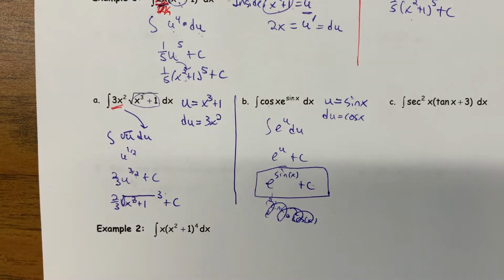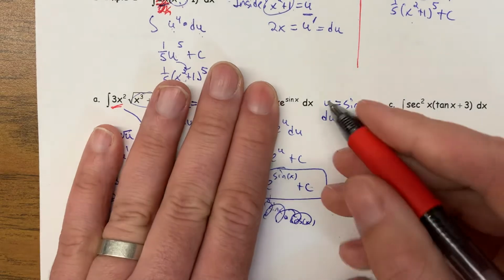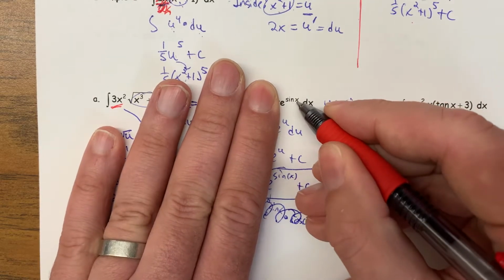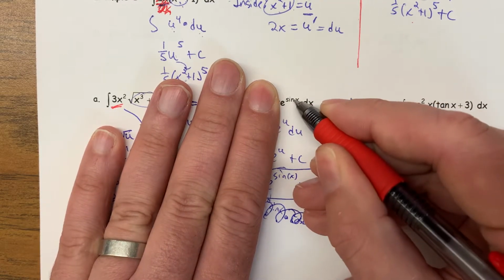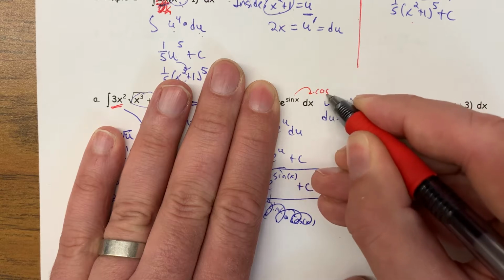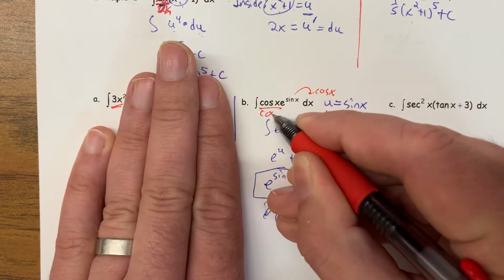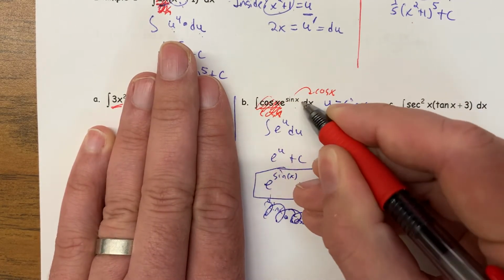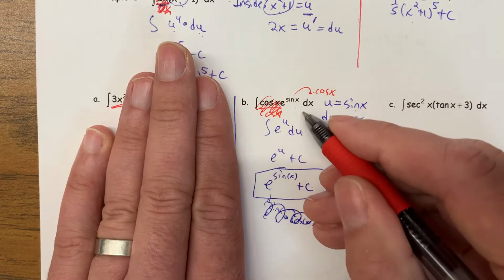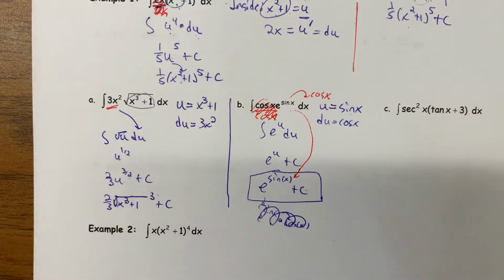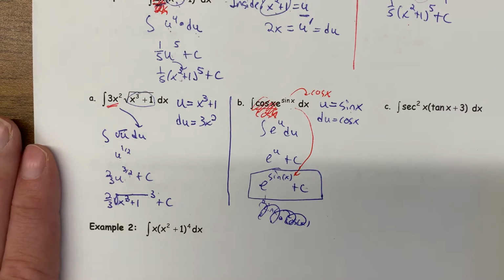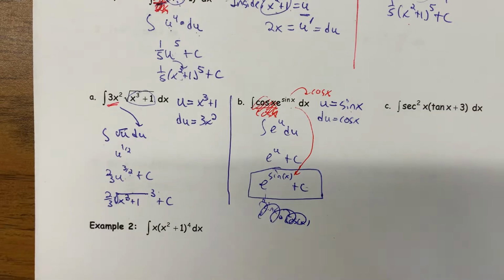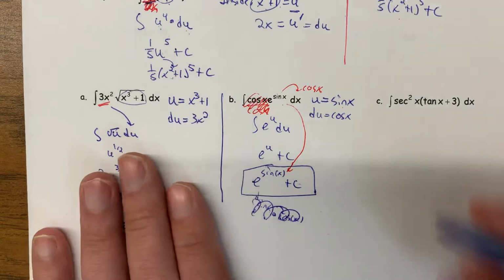I want to make a quick plug for the other way of doing things. Another way of thinking about it is, hey, this is a chain rule thing. The derivative of the inside is cosine of x. So you can just divide by cosine of x. And if it goes away, you can just do it directly. So the integral of e to the sine of x is e to the sine of x. And we already took care of the chain rule part. So you can do it without u substitution as well.